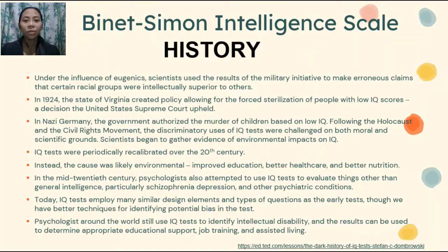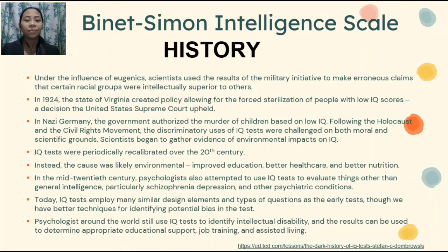The intersection of eugenics and IQ testing influenced not only science, but policy as well. In 1924, the state of Virginia created a policy allowing for the forced sterilization of people with low IQ scores, a decision the United States Supreme Court upheld. In Nazi Germany, the government authorized the murder of children based on low IQ. So, can you imagine this? In those times, they used to kill children who had a lower IQ.